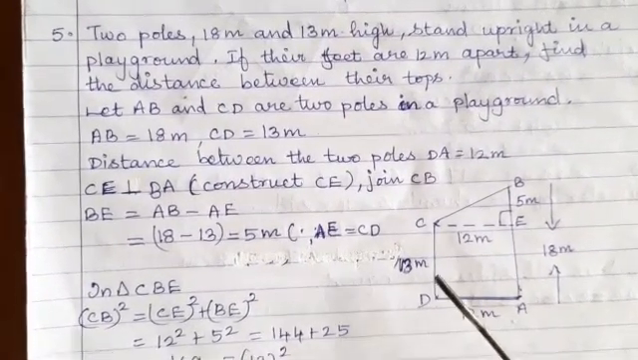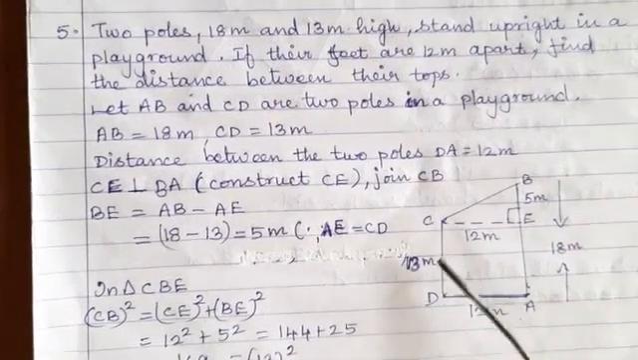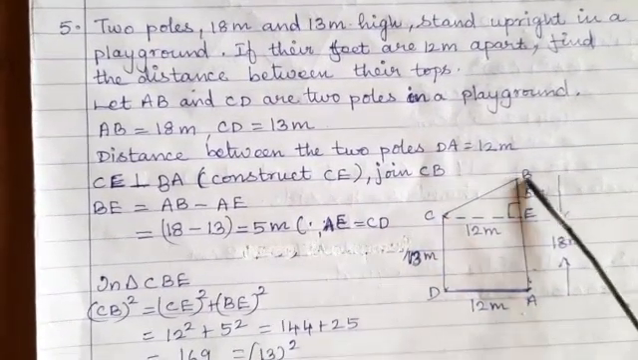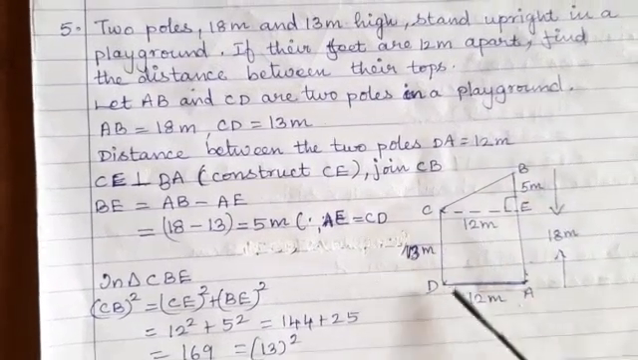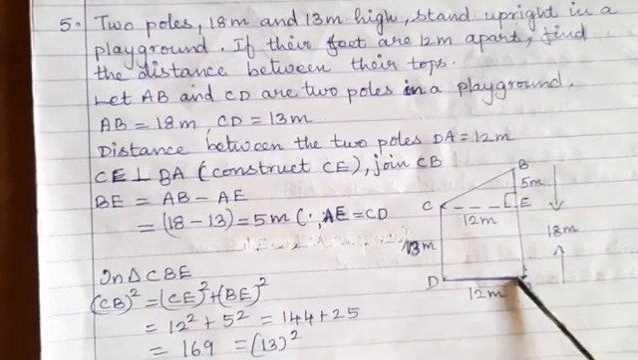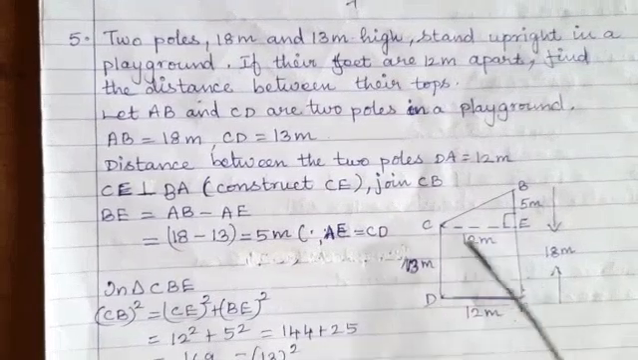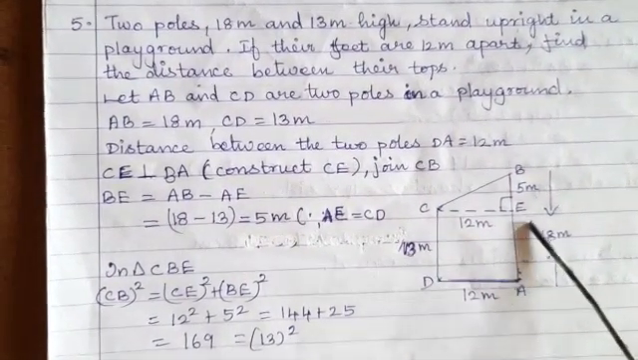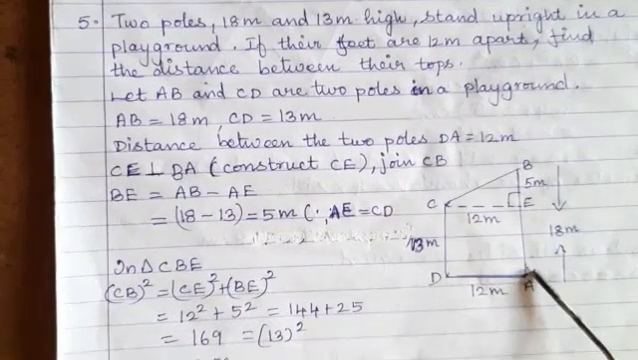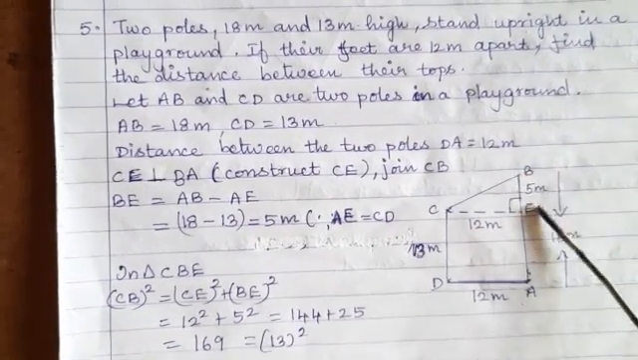Now we have to find out the distance between the tops, that is the top is C here and then B. Now we have to find out BC. In this way we have to construct the figure here. After that we have to draw the perpendicular CE to AB. Okay, CE is perpendicular to AB. Now we have to find out the length of BE.